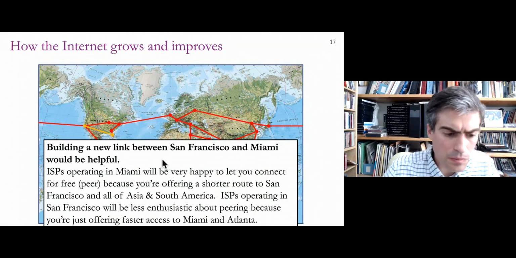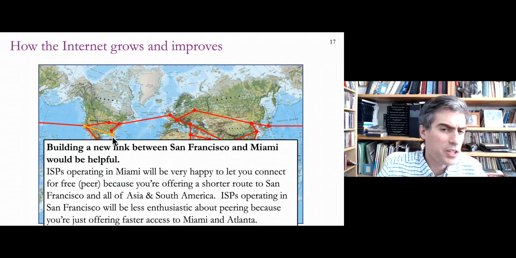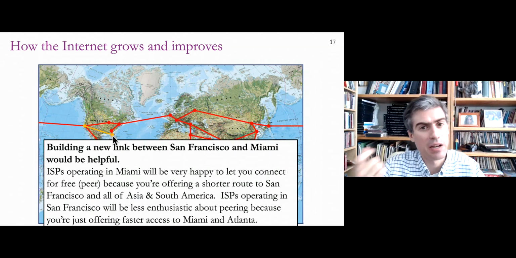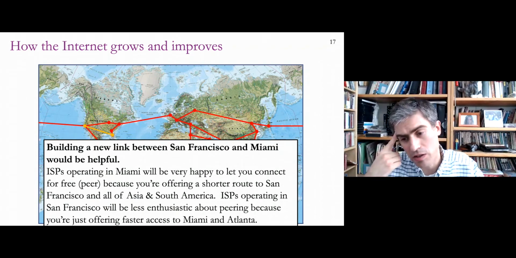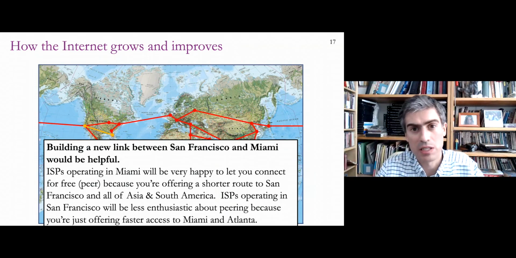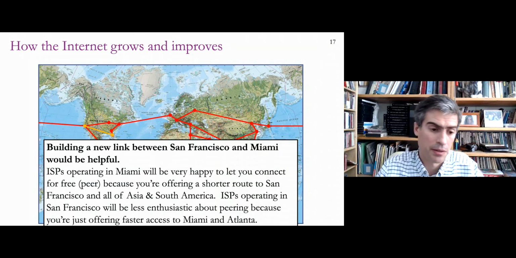So now what I want you to think about here is why this link would be built. We can see that it provides a benefit, but who does it provide a benefit to? And that will let us understand who might actually pay for this link to be built, and who might go out and actually build it.